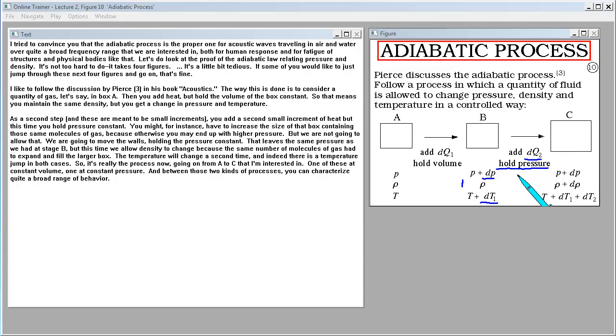That leaves the same pressure as we had at stage B, but at this time we allow density to change because the same number of molecules of the gas have now had to expand and fill a larger box. The temperature will change a second time, and indeed there's a temperature jump in both cases. So it's really the process now going from A to C that I'm interested in. One of these at constant volume, one at constant pressure. And between those two kinds of processes you can characterize quite a broad range of behavior.